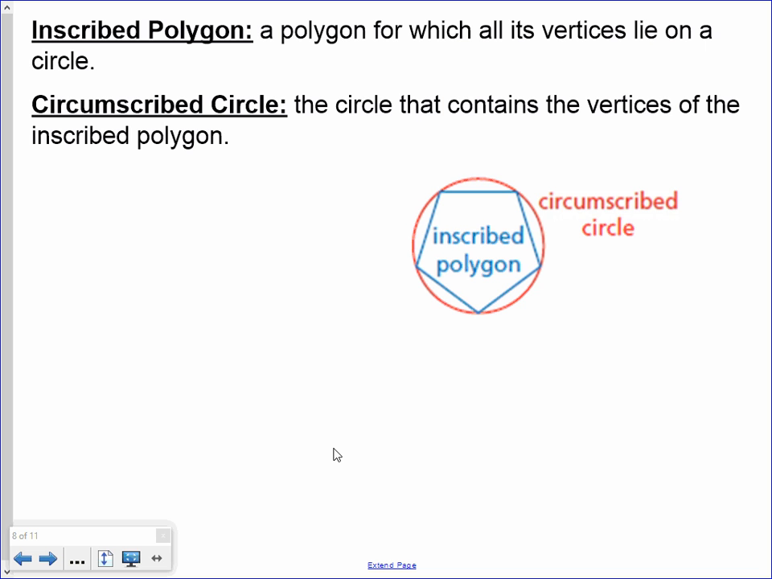And then the circumscribed circle is just the circle that goes around an inscribed polygon. That's probably not too terribly important of a vocab term to know, but you should know inscribed polygon. And that prefix circum means around, like circumference, circumscribed. And then inscribed means inside.